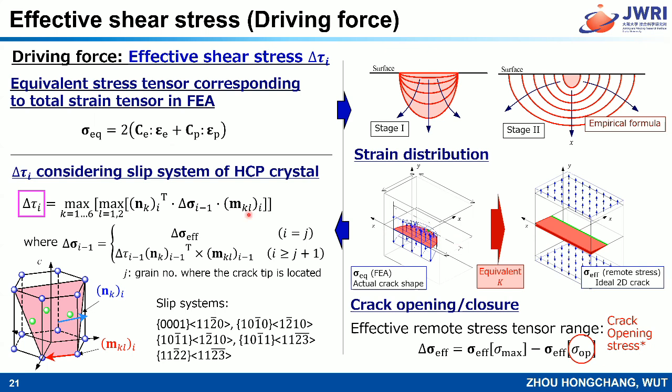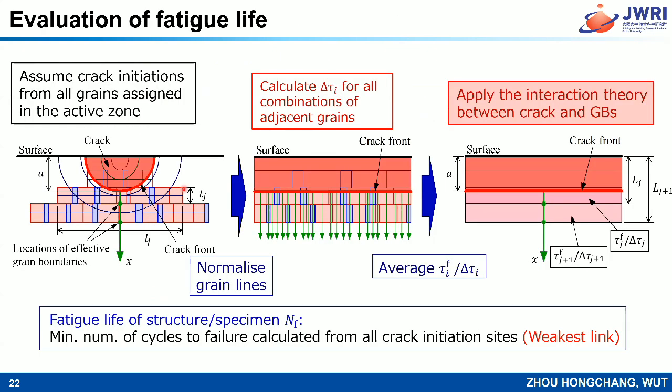And finally, we can calculate the delta tau, that is the effective shear stress range, considering the slip system of the HCP crystal. So the HCP crystal is especially considered for Ti64, for this kind of material. And this is the evaluation of the fatigue life, the procedure for that.